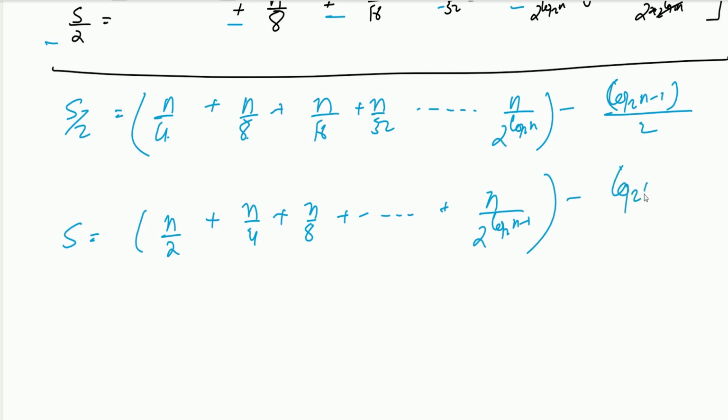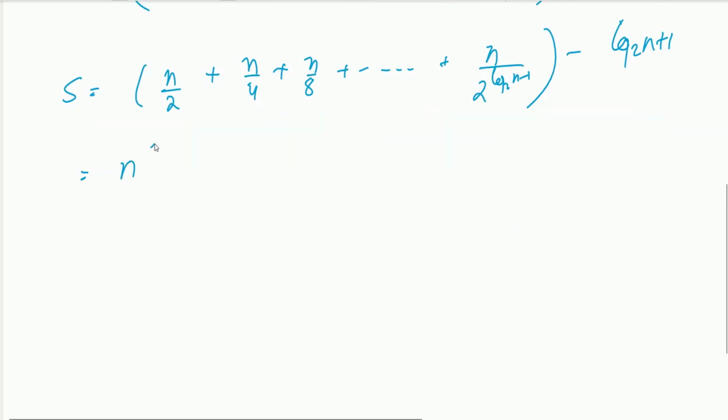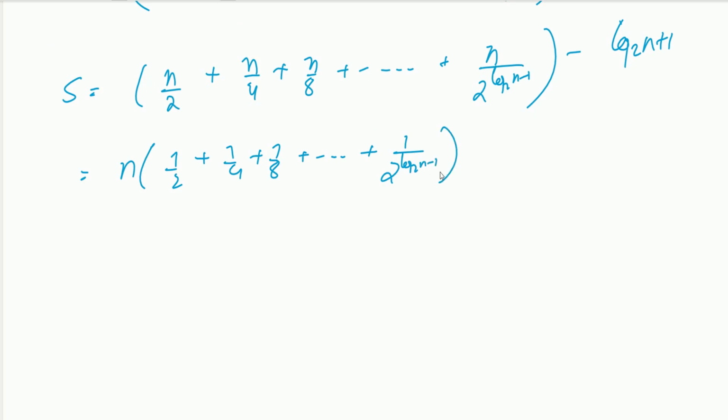So this will be log 2n. This minus will go inside, so this will be plus 1. If you take n common here, this will become 1 by 2 plus 1 by 4 plus 1 by 8 plus, and so on, 1 by 2 to the power log 2n minus 1, minus log 2n plus 1.